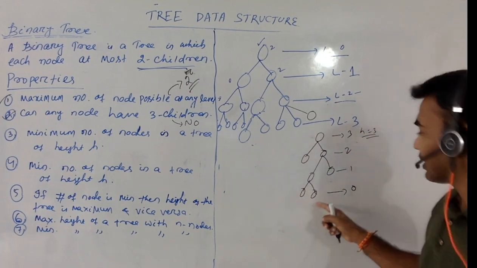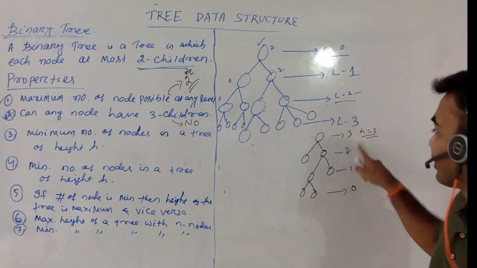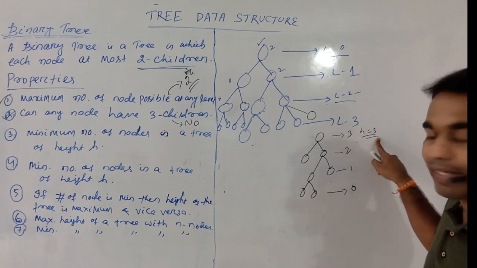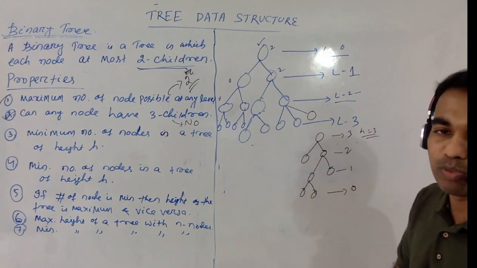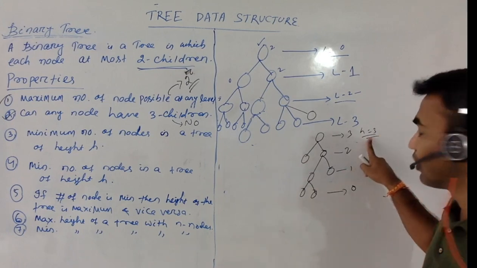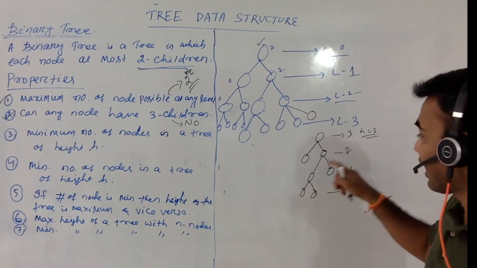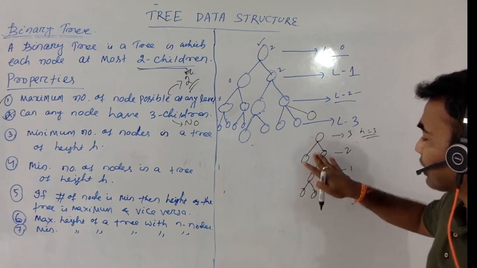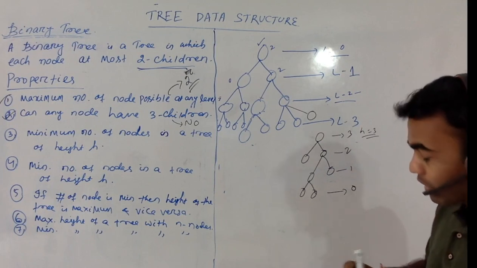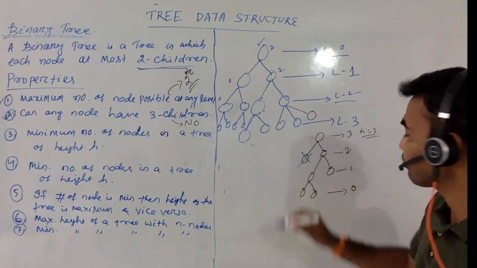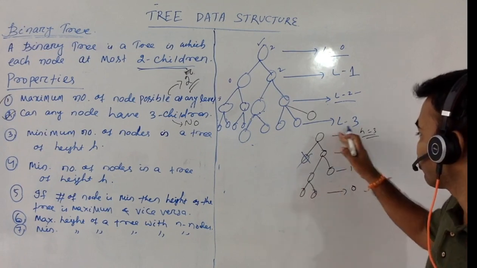Since this is a height of 3, where h is equal to 3, what is the minimum number of nodes possible? If the height is 3, what is the minimum number of nodes? Try to understand: can I remove this node and still have the height be 3? Can I remove this? Yes, the height is still going to be 3.